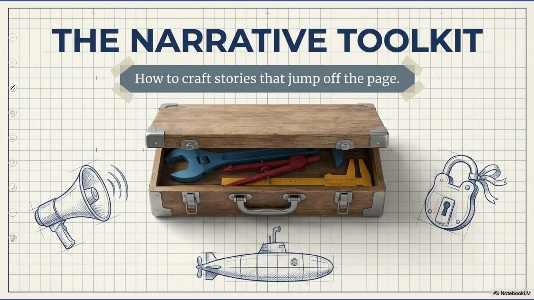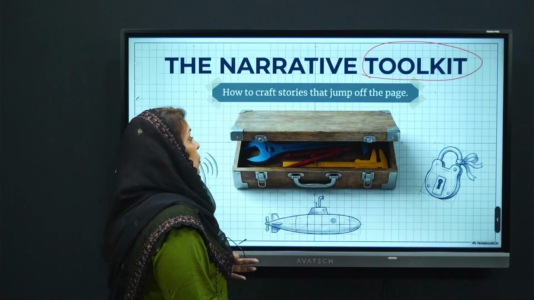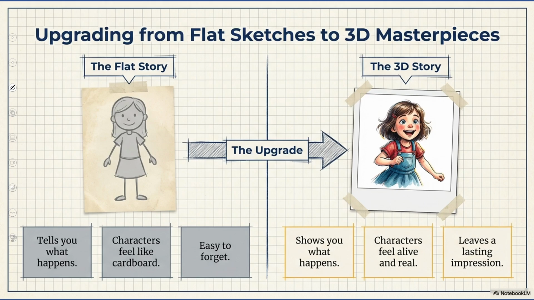And in today's BLIFT, we will be learning a toolkit. A toolkit to write a better and colorful story. So what do we need in a toolkit? We need three things, because those three things can make a story alive. Why? Because it shows you what happens. The characters will feel alive and real and leave a lasting impression.